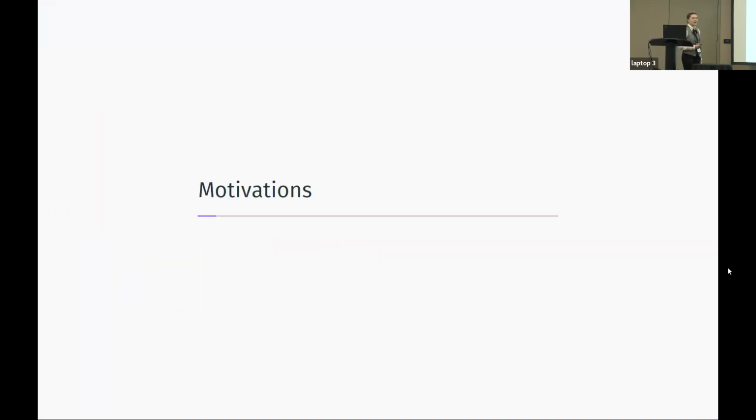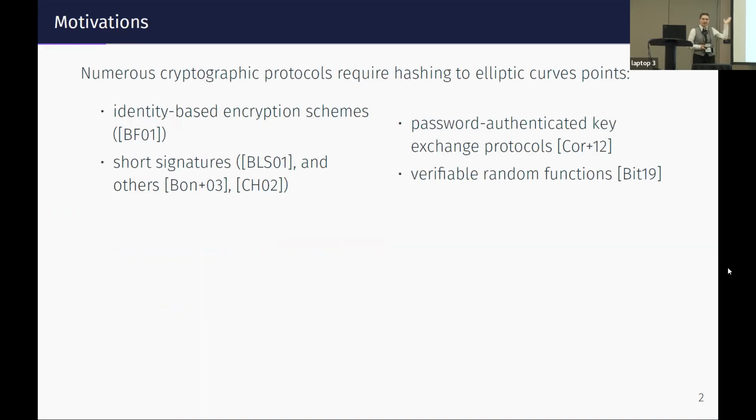So the first question we can ask ourselves here is, why do we need hash functions toward elliptic curves? Well, you can see on this slide that there are a lot of cryptographic algorithms that make use of this kind of hash function. For example, you can think of identity-based encryption schemes like the Boneh-Franklin one. You can think of pairing-based signatures like BLS and so on.